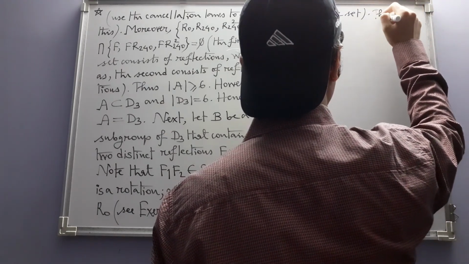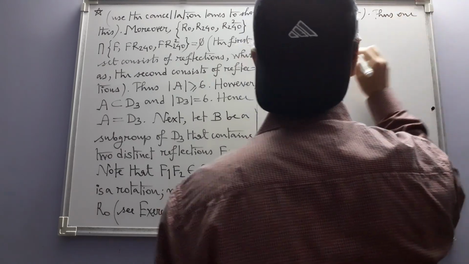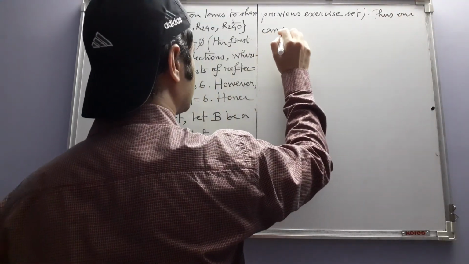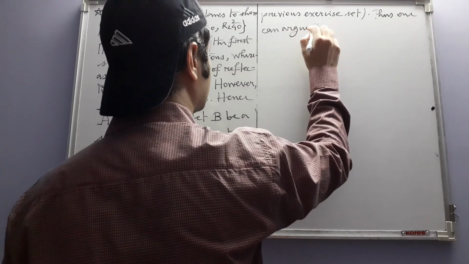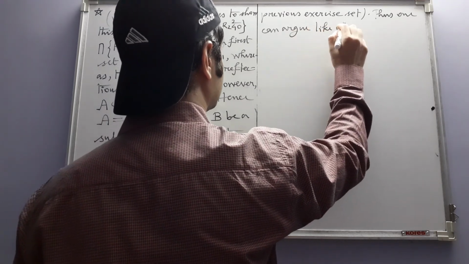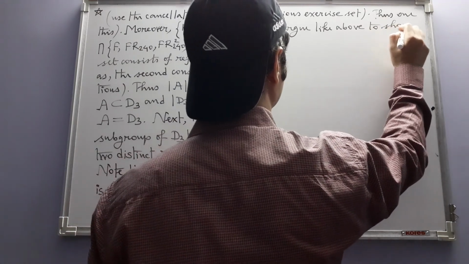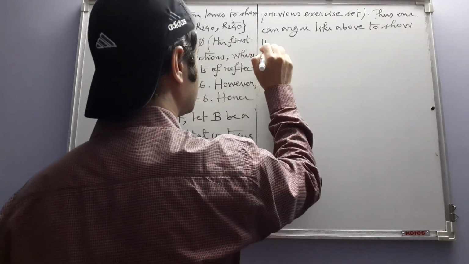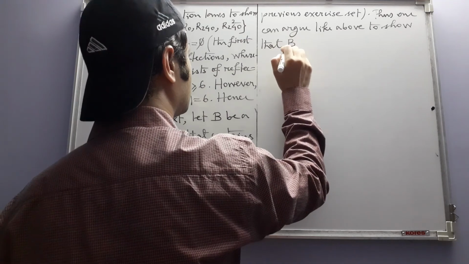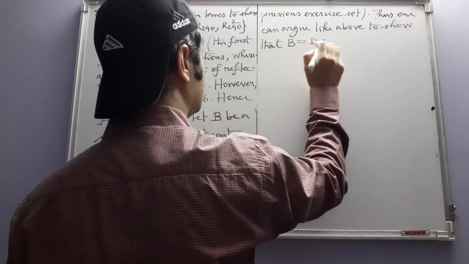Thus one can argue like above to show that B is equal to D3.